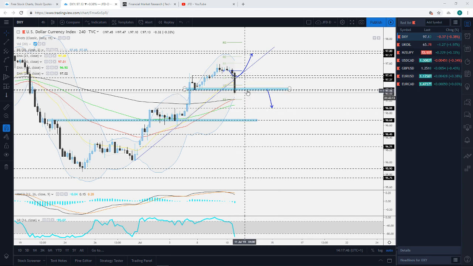For now, all eyes are of course on this 97.20-18 zone, because at the moment, yes, the index is trading below that support zone. Let's see if it can stay here. If it can, then yep, we could see further declines.